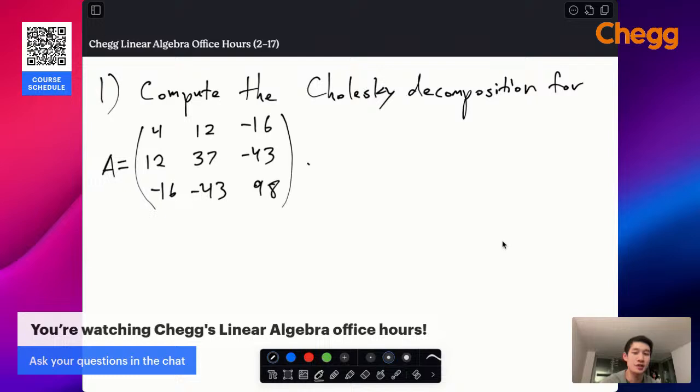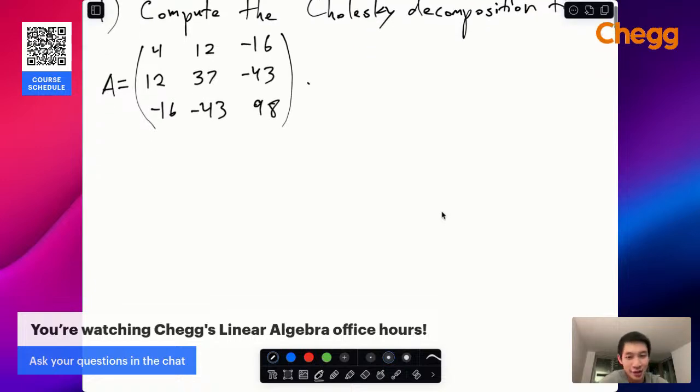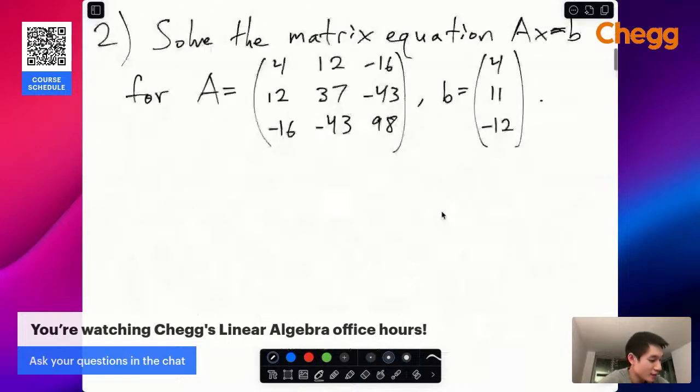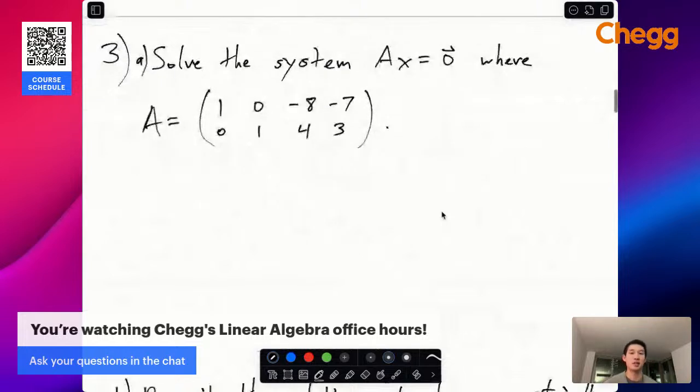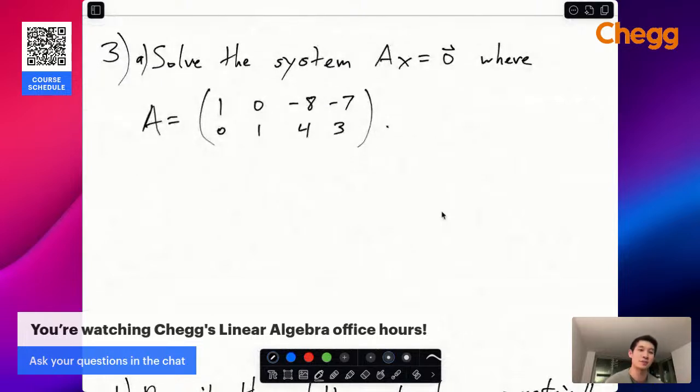So actually, the first question is a request from last time. Someone asked to do an example for the Cholesky decomposition. But I was thinking it might be a lot to start off with as the first question. So I'm going to come back to it and start off with maybe a little easier question. This falls more into the category of midterm review questions. So I'll just get us started with this question.